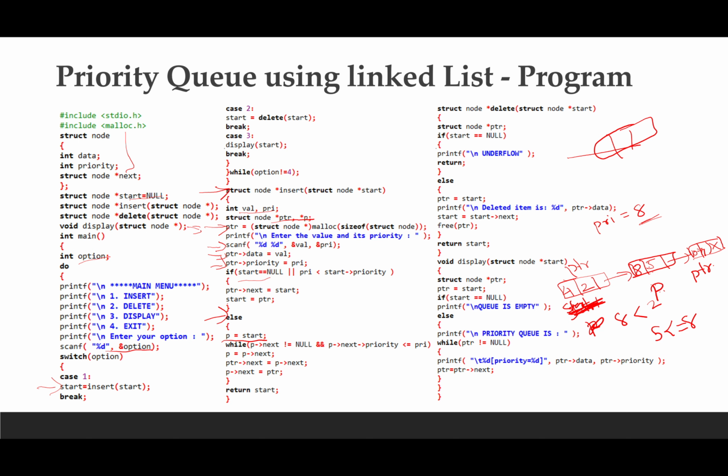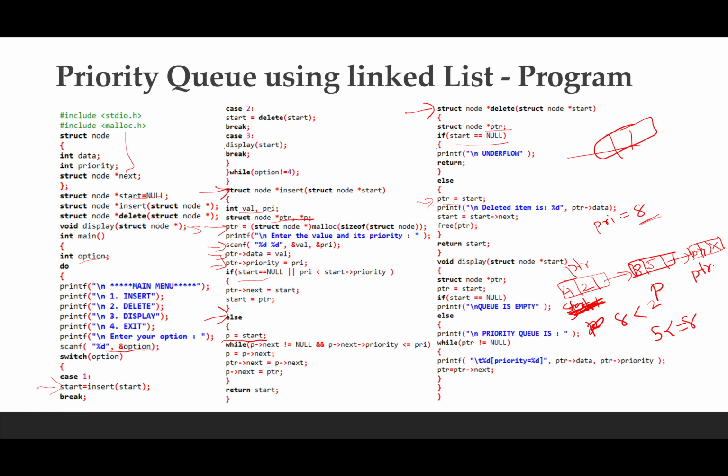Next, suppose we give the option 2, so it will go to the delete part. Here we are declaring the pointer and checking start is equal to null. What is the meaning? If it is null, it is underflow, that is, no element is available. If it is false, it will go to the else part, and we assign ptr is equal to start. Then delete the item. This is the start, so the starting value will be deleted here.